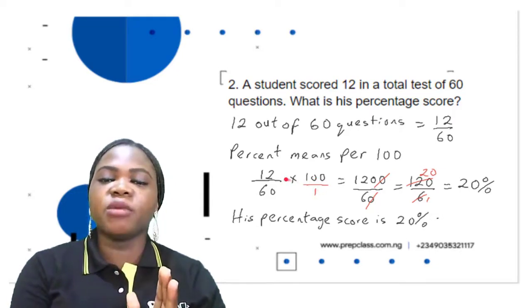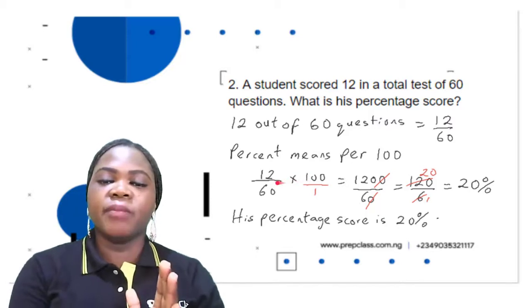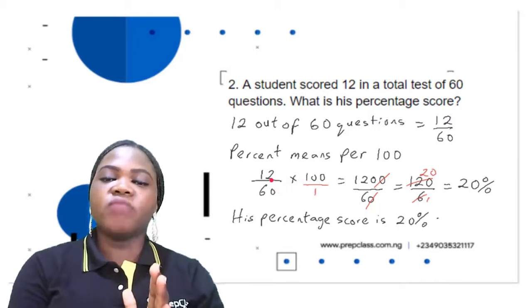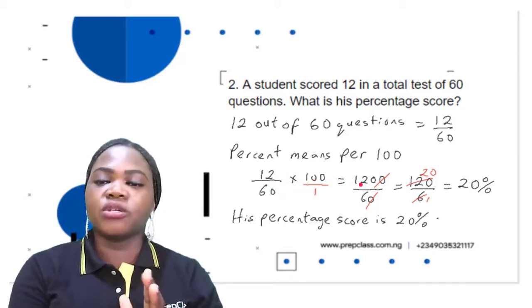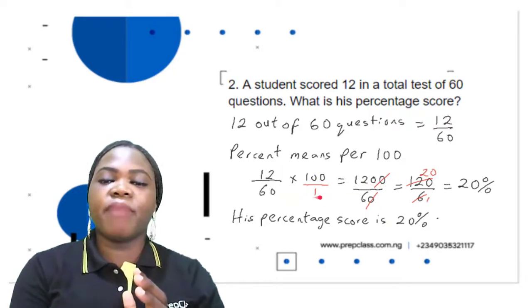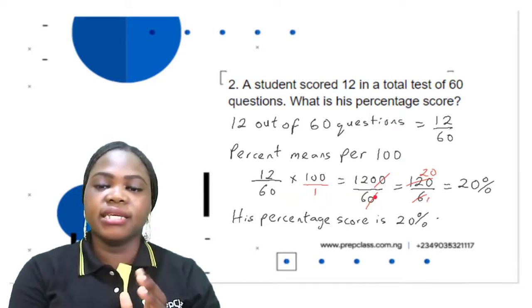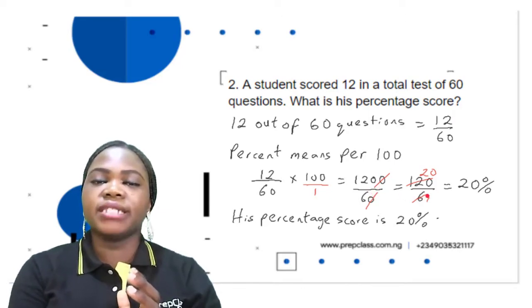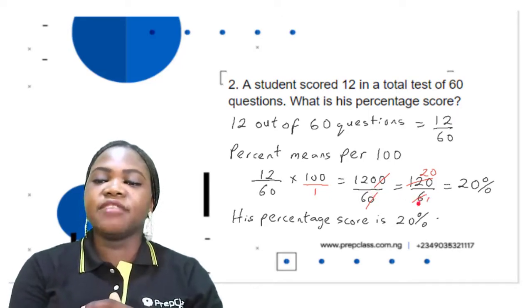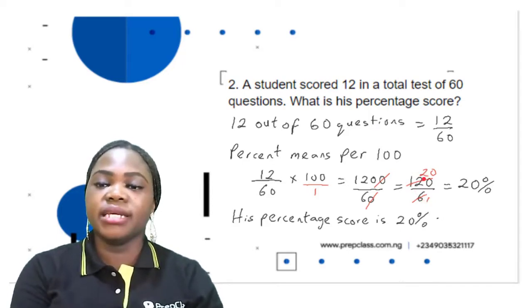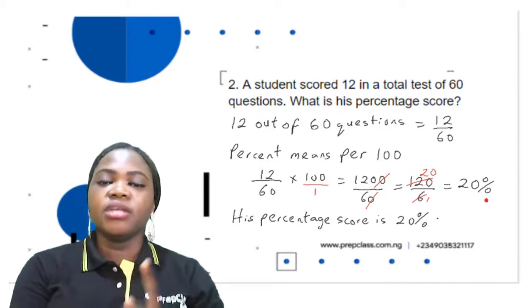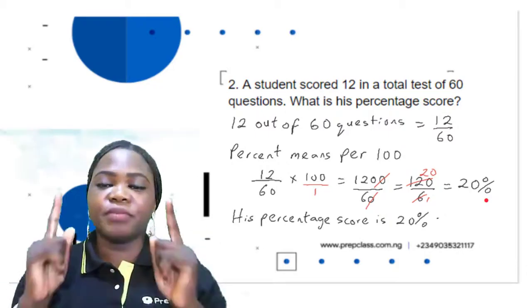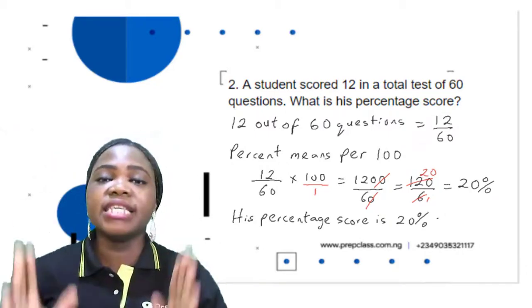Okay, so now let's multiply 12 by 100 and multiply 60 by 1. 12 multiplied by 100 is 1,200. 60 multiplied by 1 is 60. So 0 cancels 0. So we now have 120 divided by 6. 6 divided by 6 is 1. 120 divided by 6 is 20. So the answer is 20%. So this means that this student's percentage score is 20%.